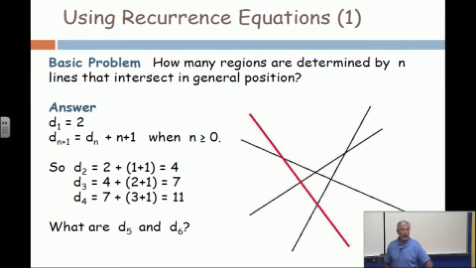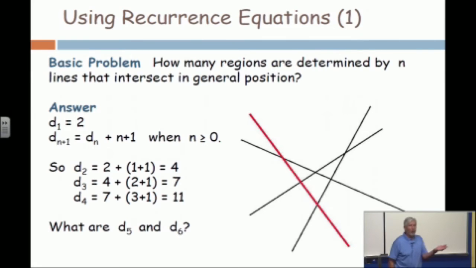And this leads to the recurrence that the number of regions when you have n plus 1 lines, d_{n+1}, is the old value, d_n, plus n plus 1. One new one for each segment of the new line. So if I know d_1, I can get d_2. I don't even have to draw the picture. As I point out on the slide, d_2 is 2 plus 1 plus 1, which is 4. d_3, I don't have to draw the lines. It's 4 plus 2 plus 1, which is 7. And d_4, which is this picture, is 7 plus 3 plus 1, which is 11, etc.